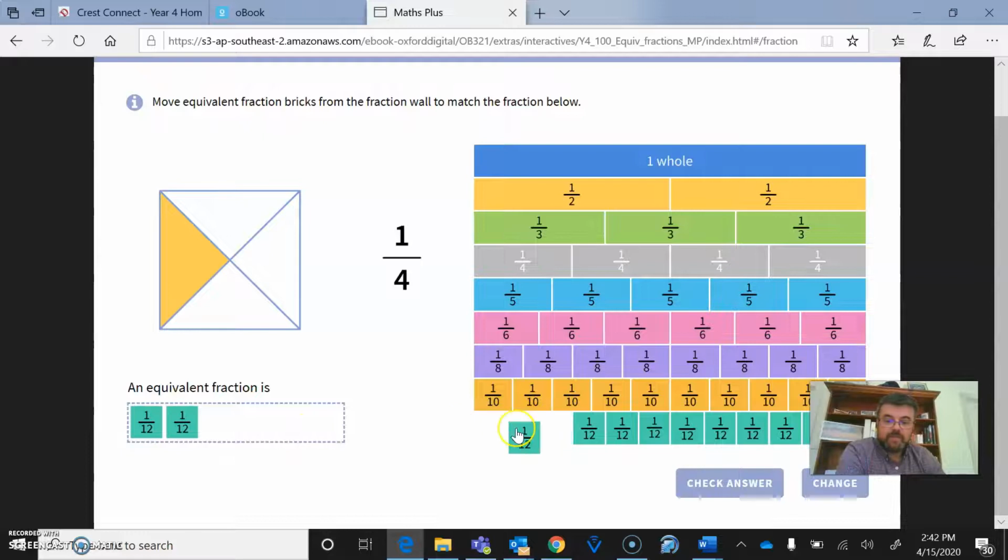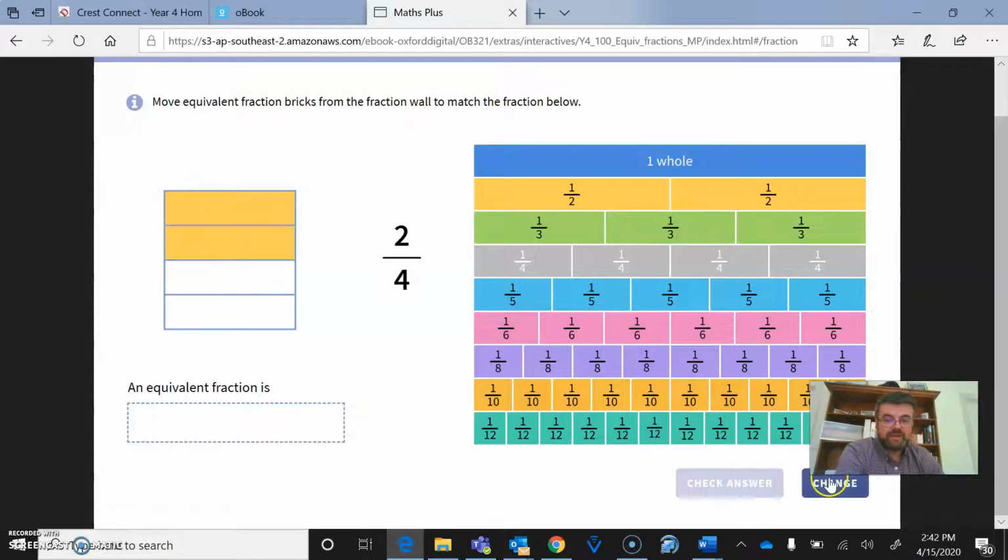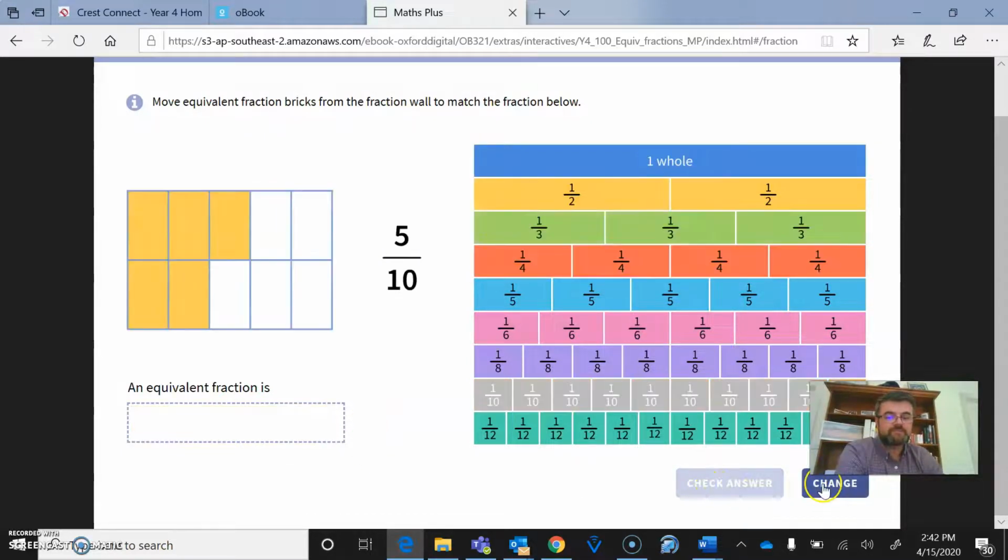So 1/4, 1 out of 4, or 3 out of 12. I wonder if they are equivalent fractions. Look at that. Yes, they are. Brilliant. Let me see. Okay, now have a look at 2/4. So 2/4, what if I put 2 out of 4 or 1 out of 2? That's an equivalent fraction.